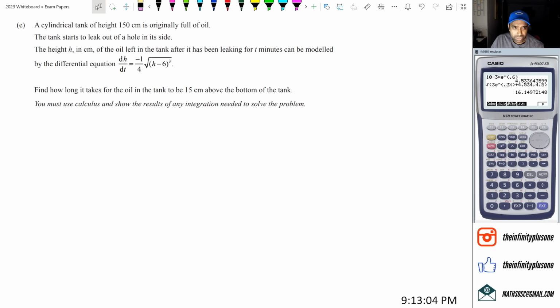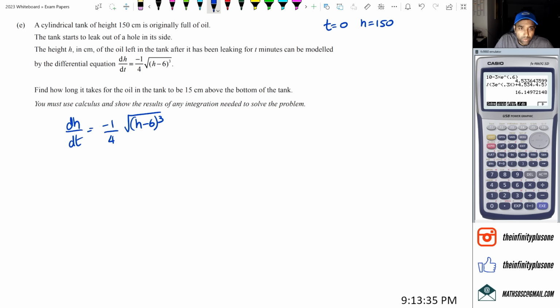Okay, so with question 2E, we've got a barrel that's 150 high, so, well, full of oil. So we can say that when t equals 0, the height is 150. That's something that's worth remembering. And then what we've actually got is dh/dt equals -1/4 times the square root of (h minus 6) to the power of 3.